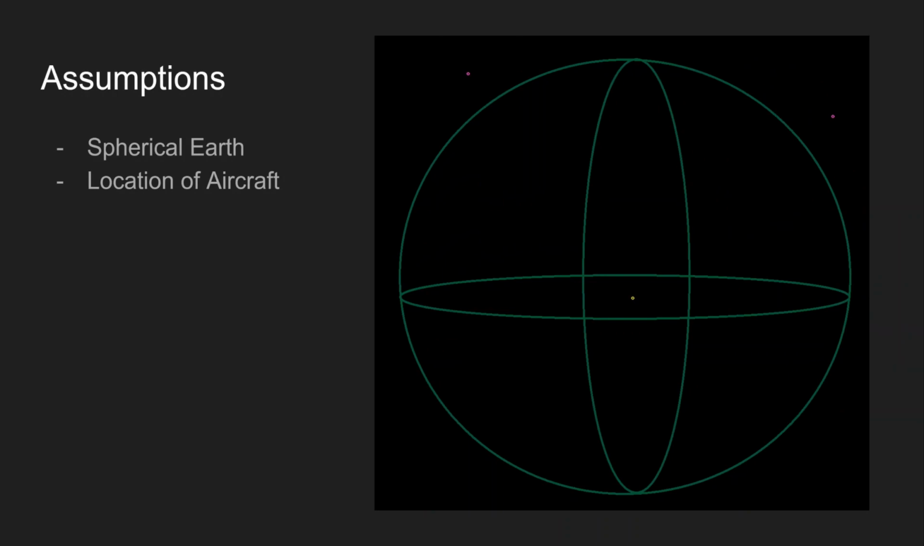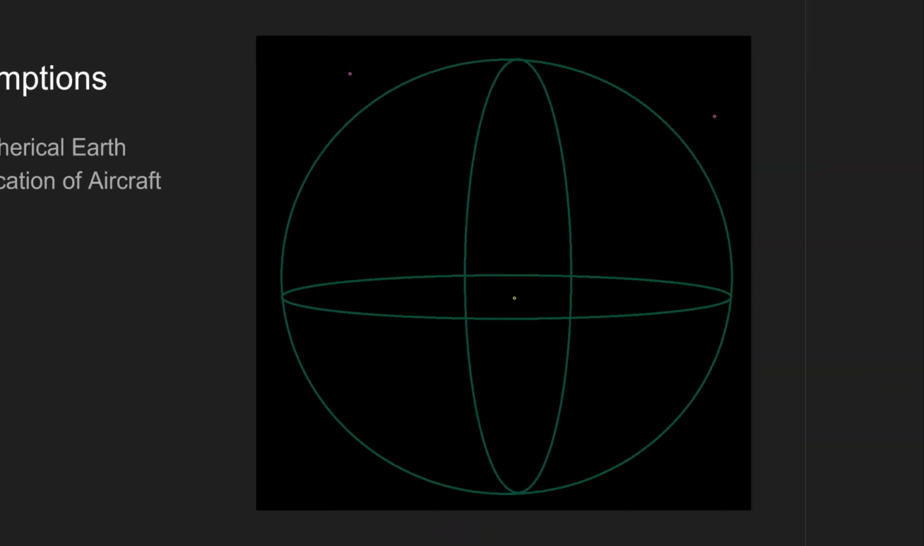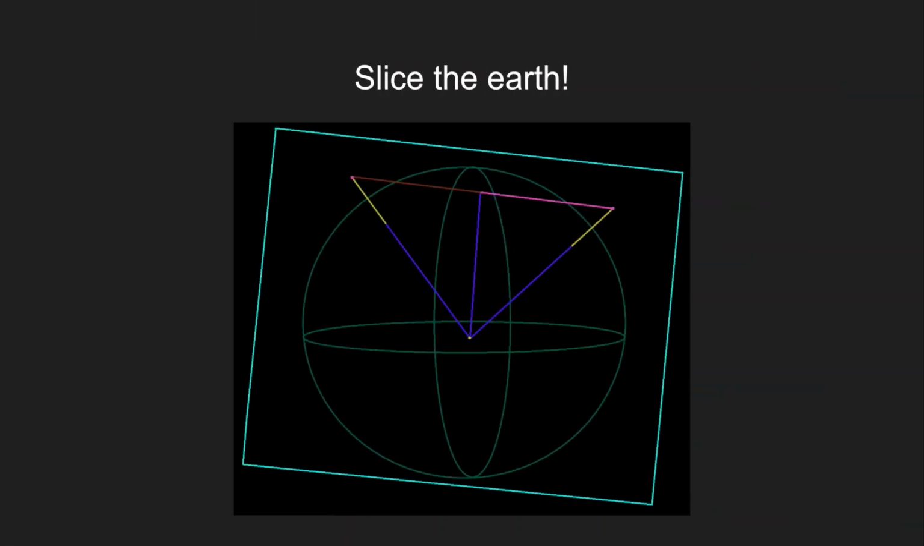So let's simplify the problem. Let's assume the Earth is spherical, and all we are given are the locations of the aircraft. Since we know where the core of the Earth is, and we know where these two aircraft are, we have these 3 points in space. And that means there is a unique mathematical plane that passes through all 3 of these points and slices the Earth perfectly in half. That means we only have to consider the mathematics on this slice to find the answer to our question.